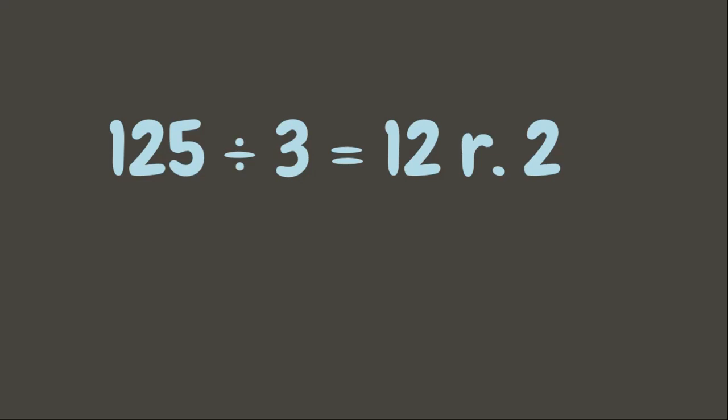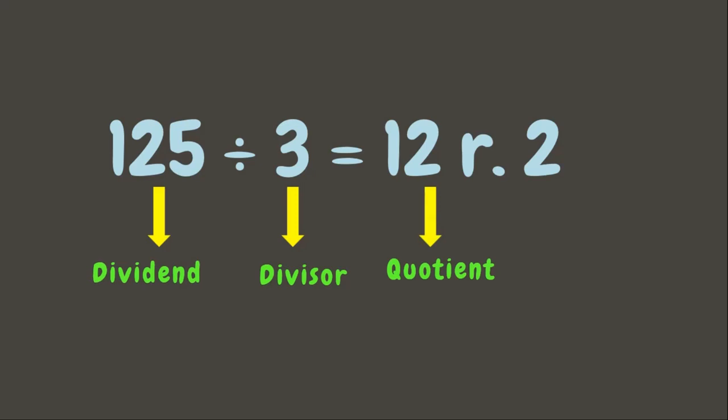The first number or the number being divided is called the dividend. The second number or the number that divides the dividend is called divisor. The answer is called quotient. And there is the remainder.